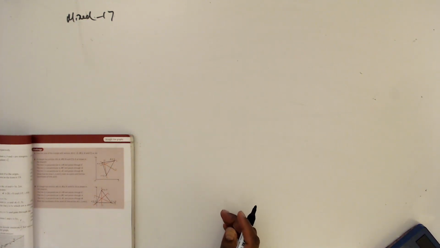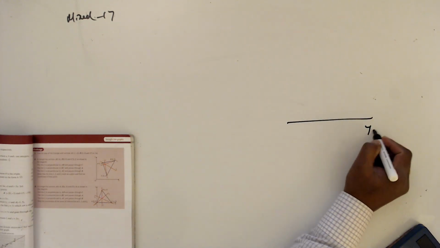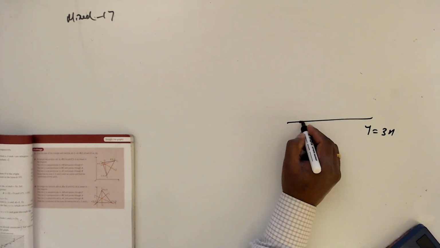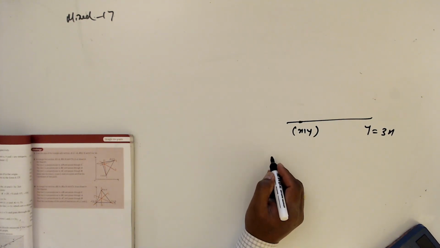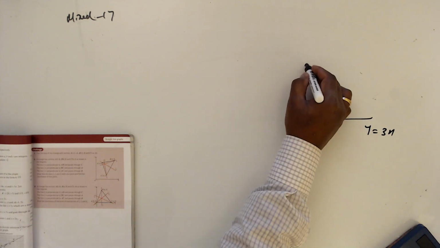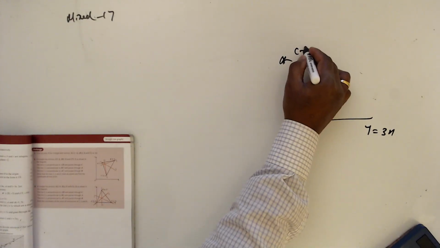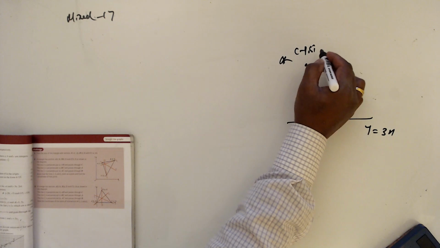Question number 17. This is y equals 3x. Any point I take x and y. There's another point A, minus 1 and 5.